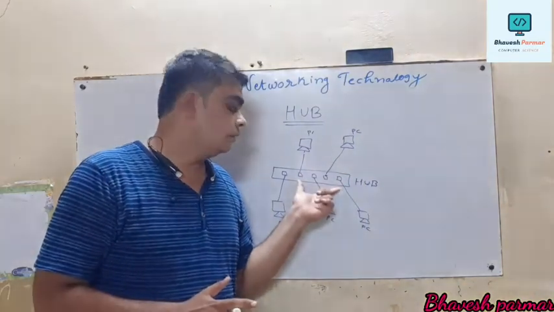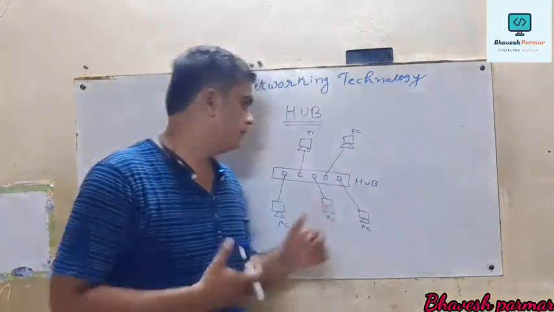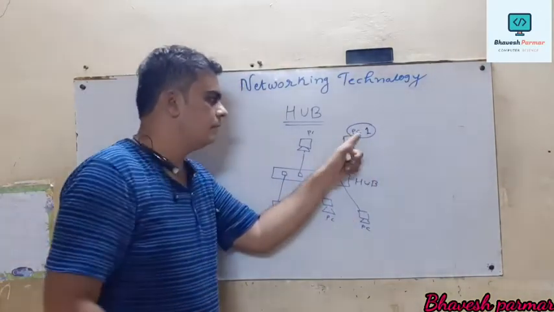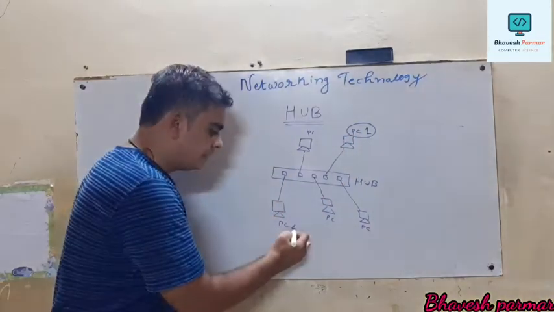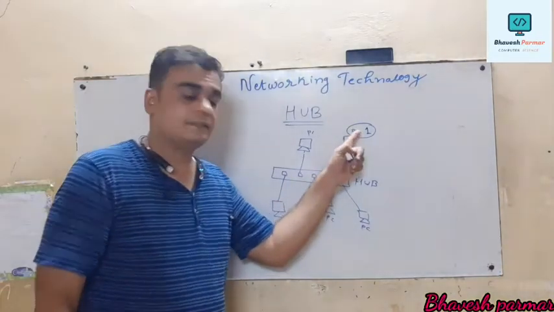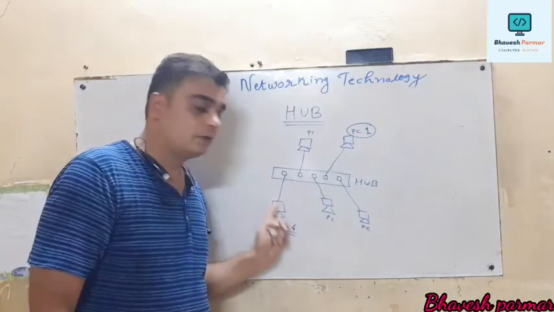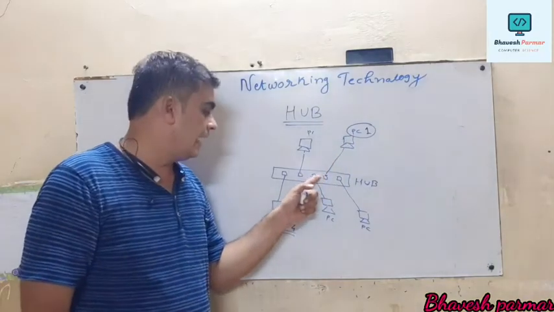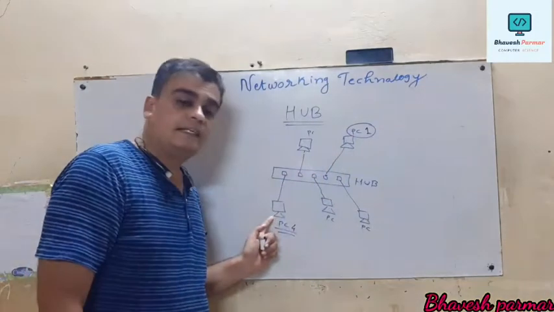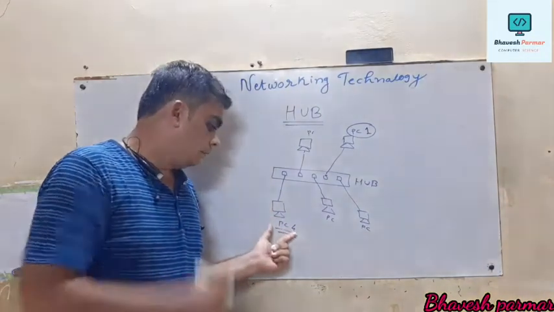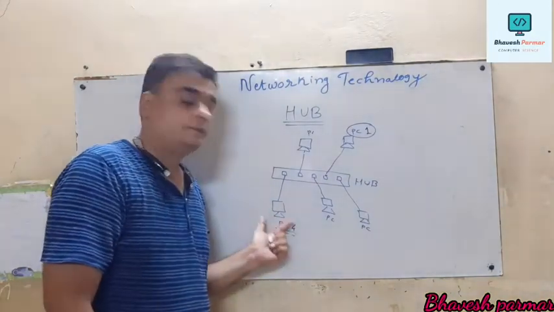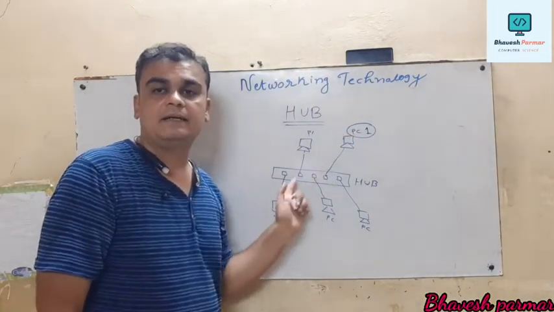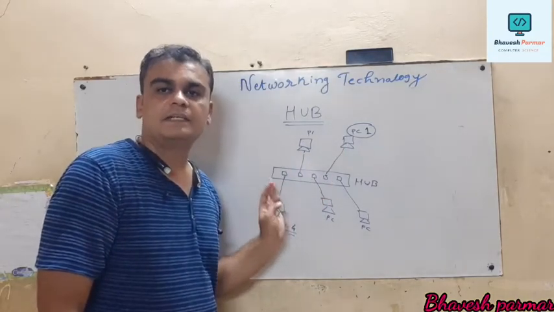So what actually does the hub do? Let me take an example. Suppose this is PC1, and PC1 transfers the data. Suppose this is my PC4. In that case, PC1 tries to transfer the data to PC4. What is the role of hub? Hub receives the signal from PC1 and sends the signal to PC4. PC4 receives the signal and sends the acknowledgement to PC1, which means the data transfer was 100% successful.